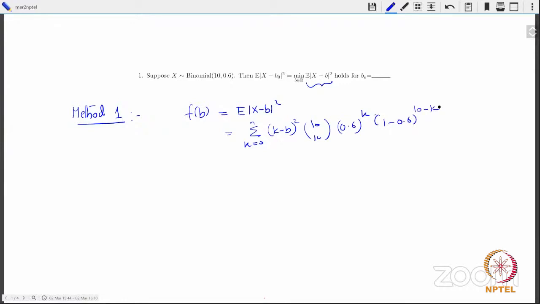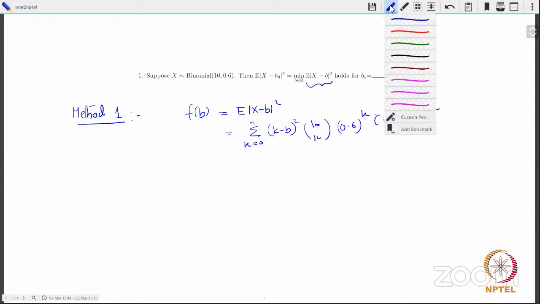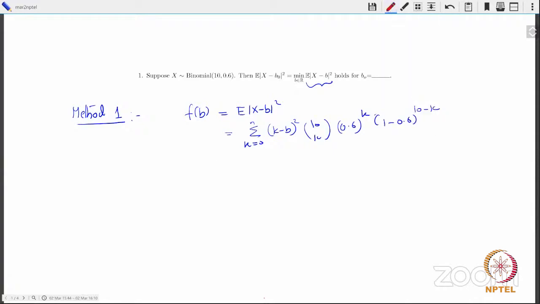Right? But it's kind of hard to do. And then you can go ahead and minimize f over b using calculus. But this is hard to do. Not impossible, but you can differentiate, set it equal to 0, and solve for b.